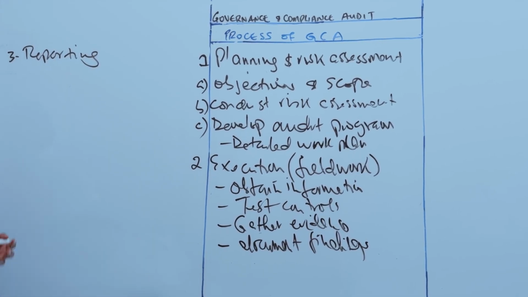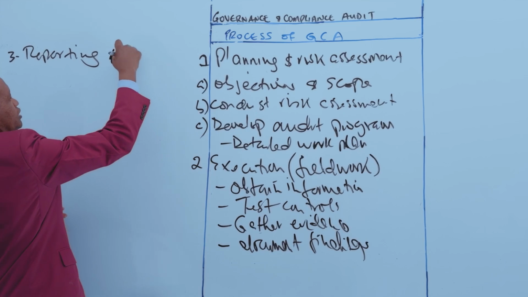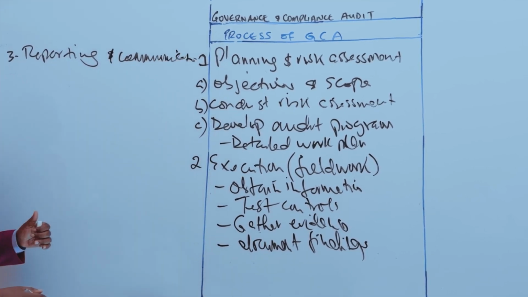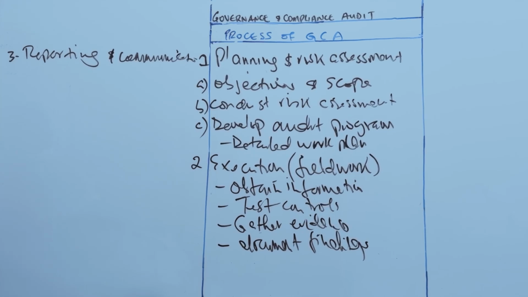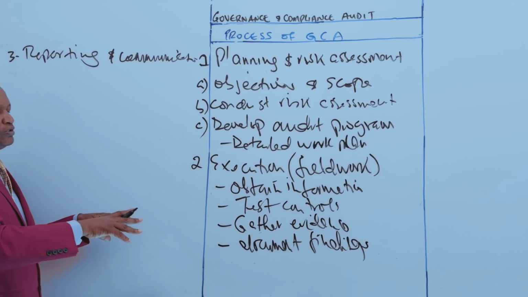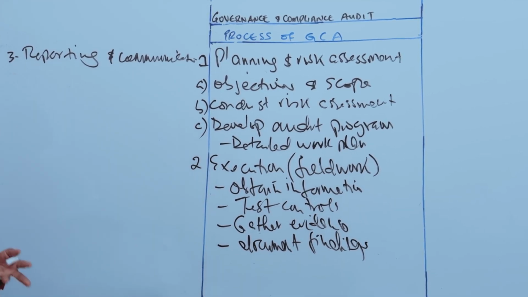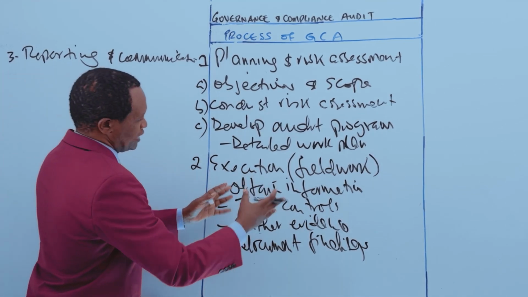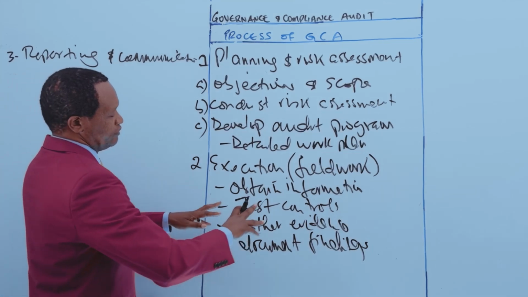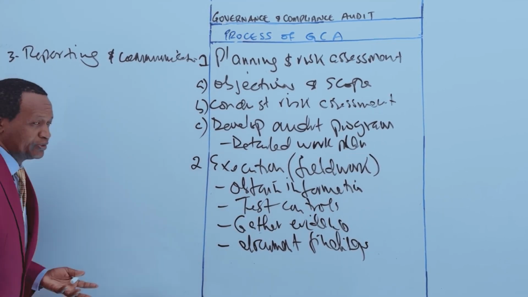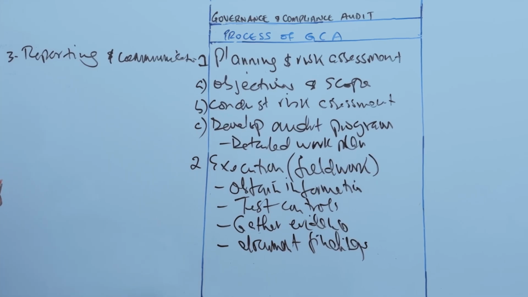Report and communicate results. Reporting and communication is the third stage. This phase synthesizes the data into a clear story for the board and also executive leadership. You synthesize all this data that you've gathered here, including the findings. You synthesize them, then you come up with a draft report.